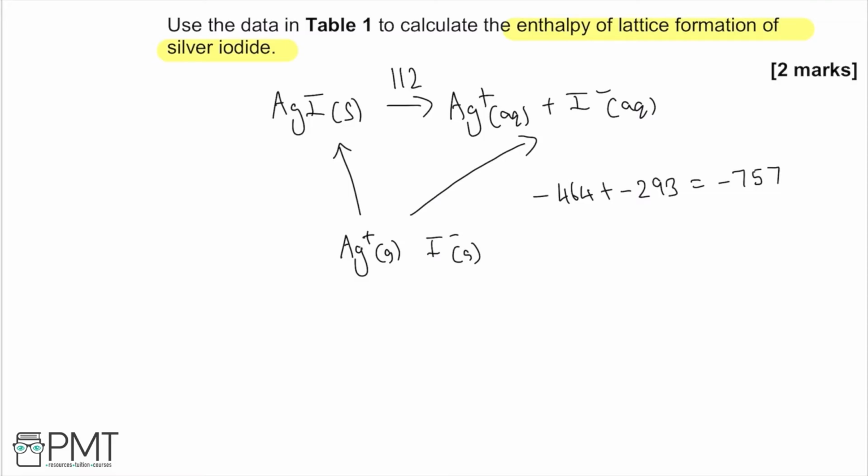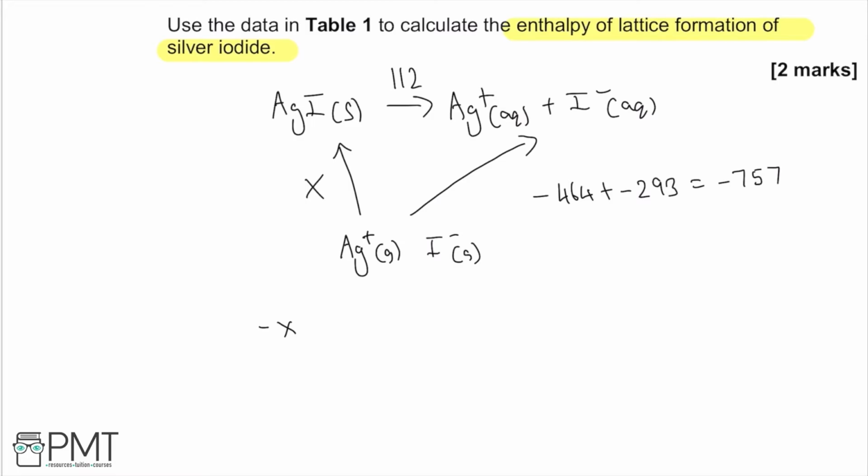Now, as we don't know the value for the enthalpy of lattice formation of silver iodide, we will call this value x, and now we can begin to solve. So as we are going against the arrow, our x becomes negative, and this is always the case whenever you go against an arrow.